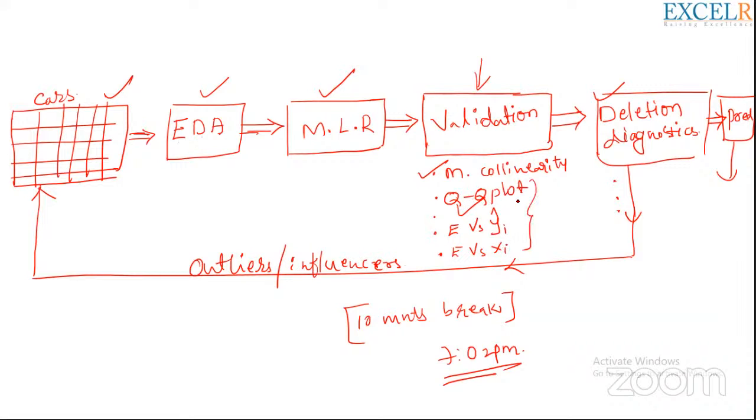So the QQ plot is to check for normality, and these two plots check whether there are any patterns in the plot, and that gives us an indication for the necessary transformation of the data. Right. So this is all about the model validation techniques. Now we are going to discuss model deletion diagnostics. Let us see the model deletion diagnostics now.